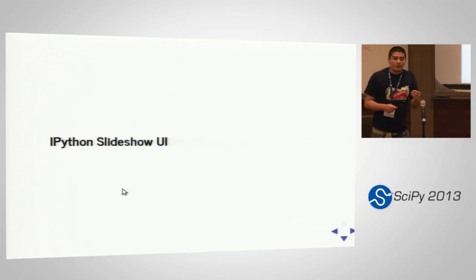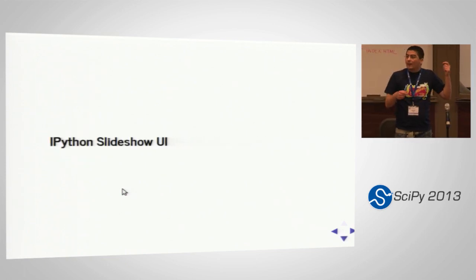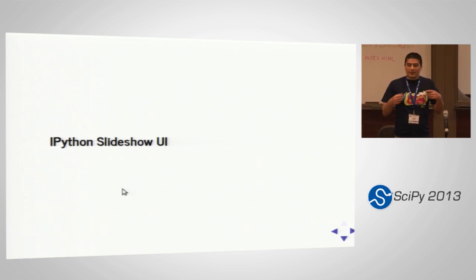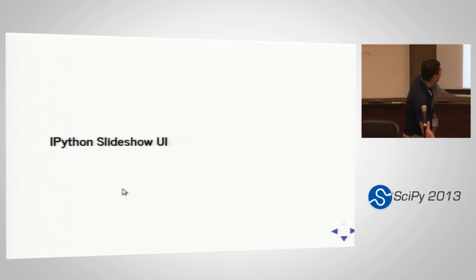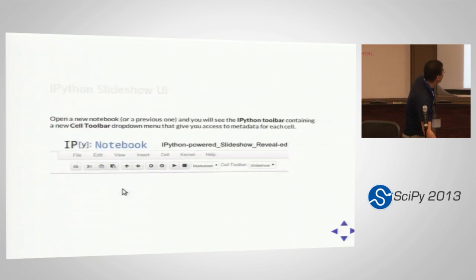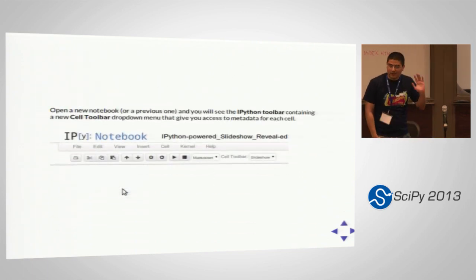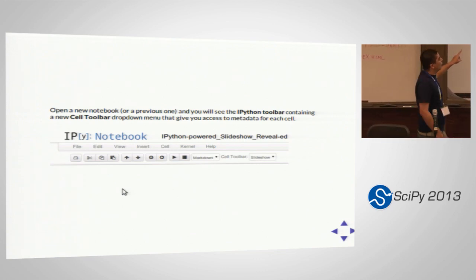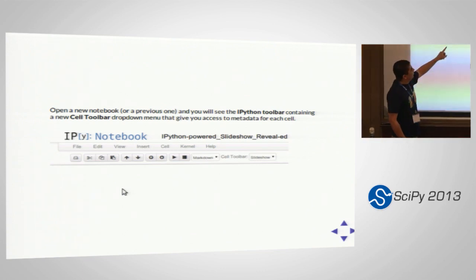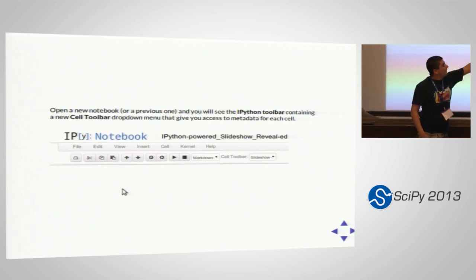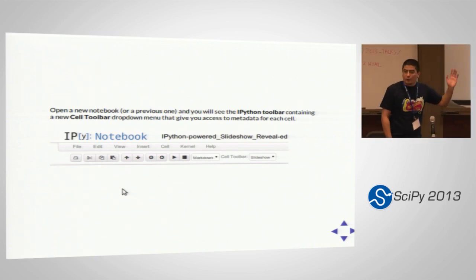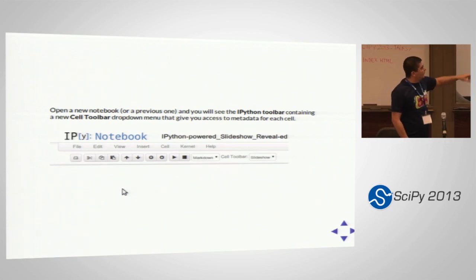Well, we will use the IPython notebook as a user interface to make our slideshow. This is the main idea. If you open a notebook in the new nbconvert, okay, in the master, you will see in the IPython toolbar, okay, a new drop-down menu, the cell toolbar here, okay? I can show you later if you want.